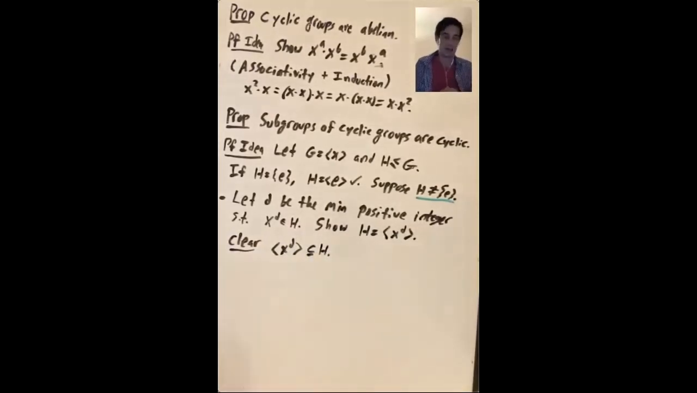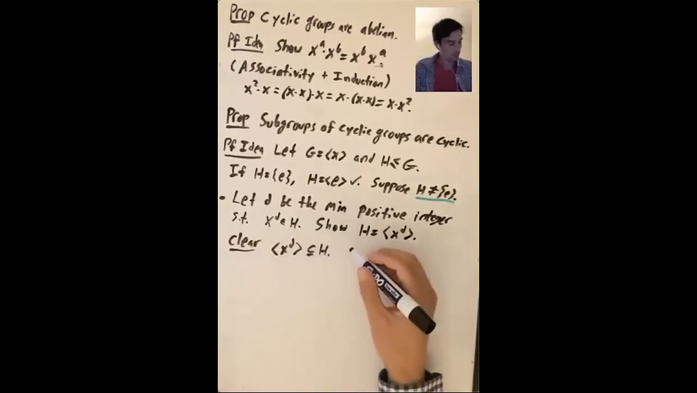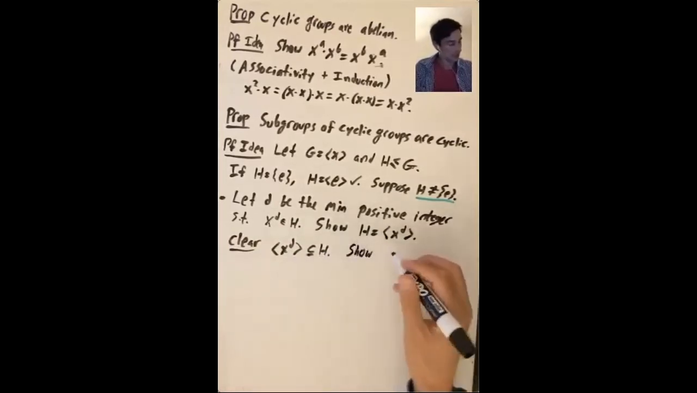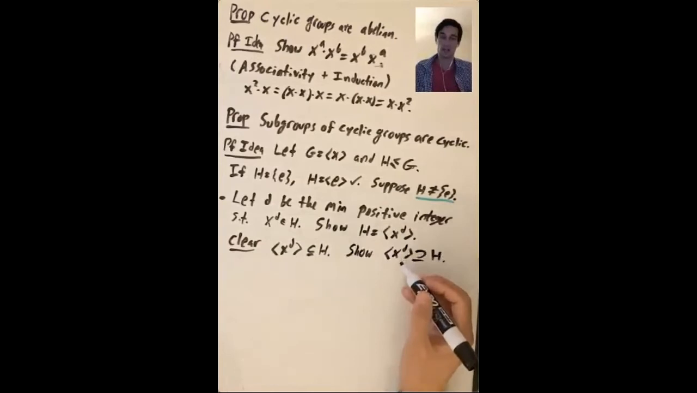right? Because if you have x to the d, then you have x to the d times x to the d, because H is a subgroup, it's closed under the operation and also closed under inverses. So you get the whole cyclic subgroup generated by this element. So the name of the game is we just have to show containment the other way. That everything in H is contained in the cyclic subgroup generated by, sorry, by x to the d.